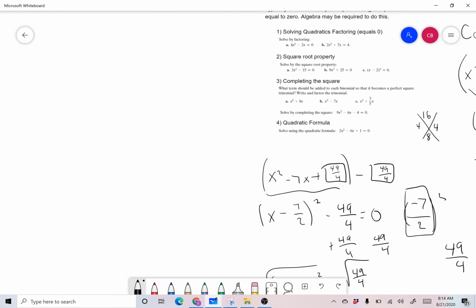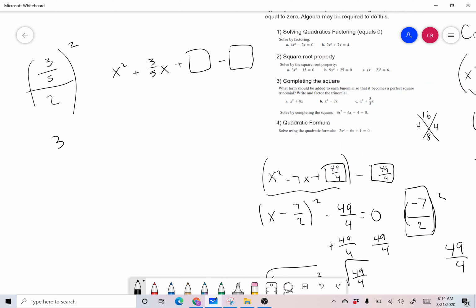Okay, for the next one, this one's even trickier. x squared plus 3/5 x plus something minus something. So we do 3/5 divided by 2 squared. Well, this simplifies as 3 over 10 squared. All I did was drop the 5 down and multiply it by the 2. That is the trick. If you want, you can use keep, change, flip and do it that way. And then this is 9 over 100. Okay, so that's taken care of.